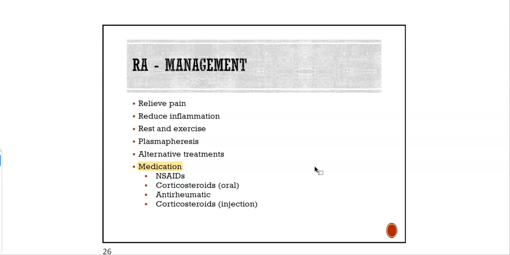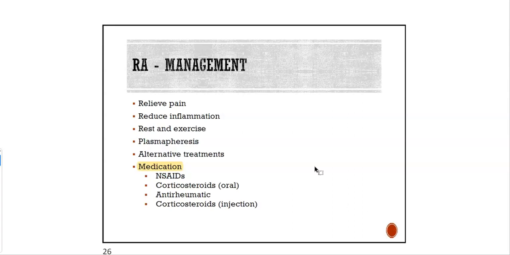Unlike that, in rheumatoid arthritis, if we're going to give them steroids, it needs to be systemic treatment. And the most common way of doing that is through oral corticosteroids. Knowing that, please remember your side effects of steroids, because if you're going to give it to a patient with RA, you may want to know what the side effects are, right?